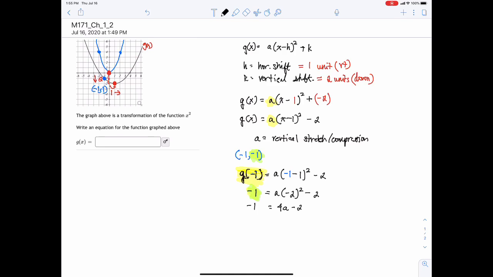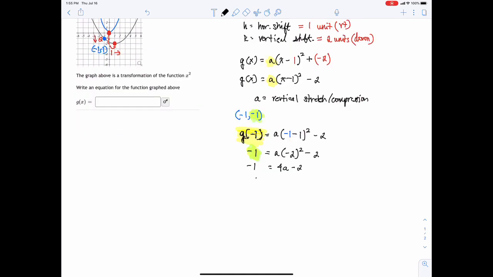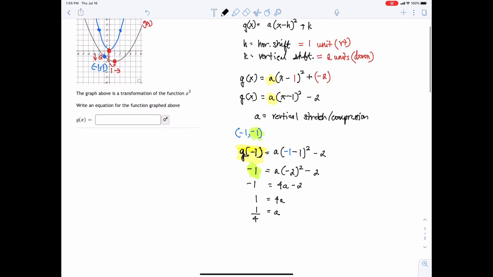So let's go ahead and solve for a. Go ahead and add 2 to each side to get 1 equals 4a, and divide each side by 4, in which a would equal 1/4. So just putting this all together, we do get g of x to be equal to 1/4 times x minus 1 squared minus 2. I hope this helps.